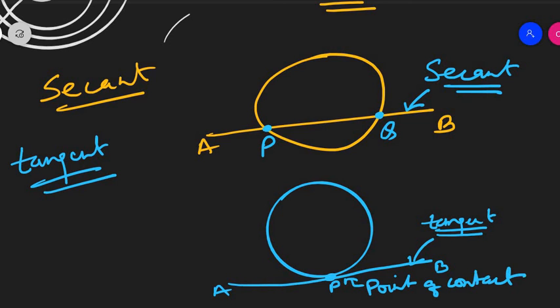Point of contact. These are the terms that are used in a circle while we derive the theorems, while we do the deductions. That is why these are very important. I hope you have understood the basics of this circle. Now in our next class, we will see very important theorems of the circle. Thank you very much.